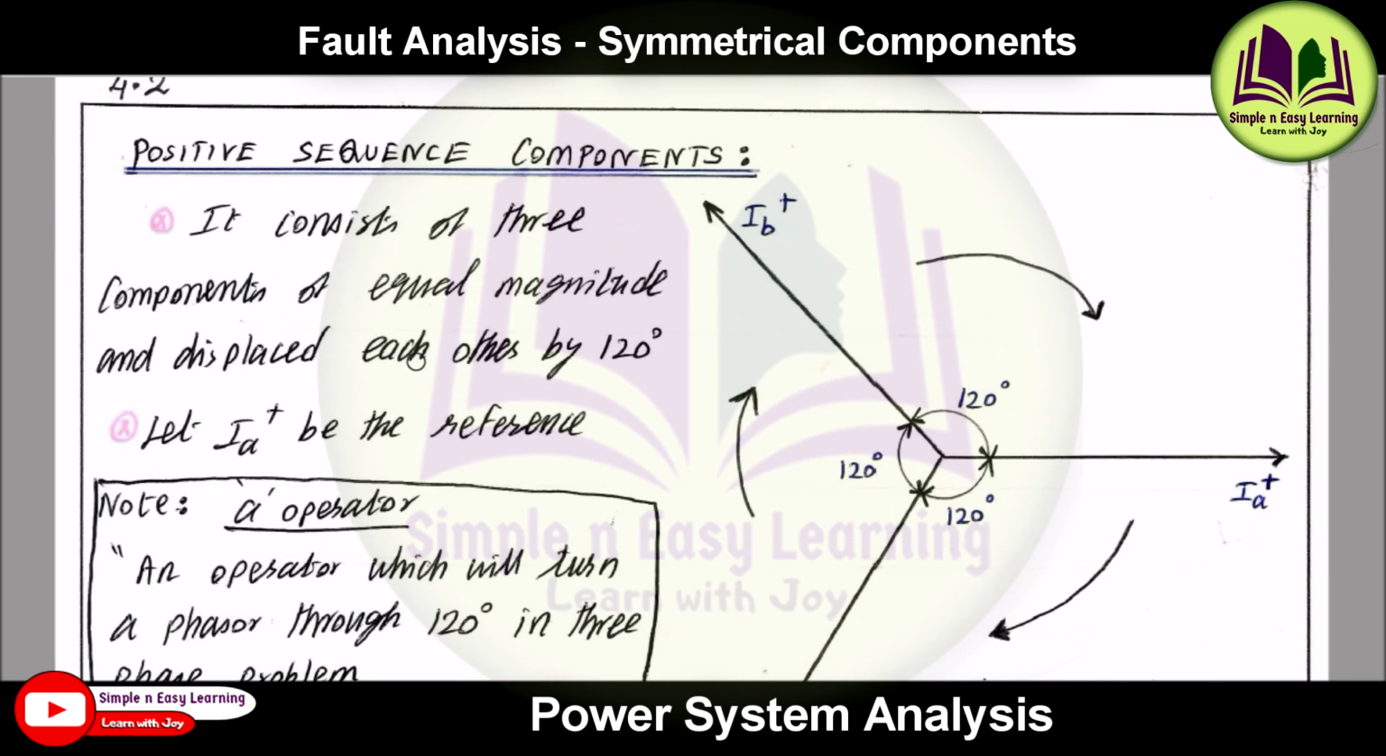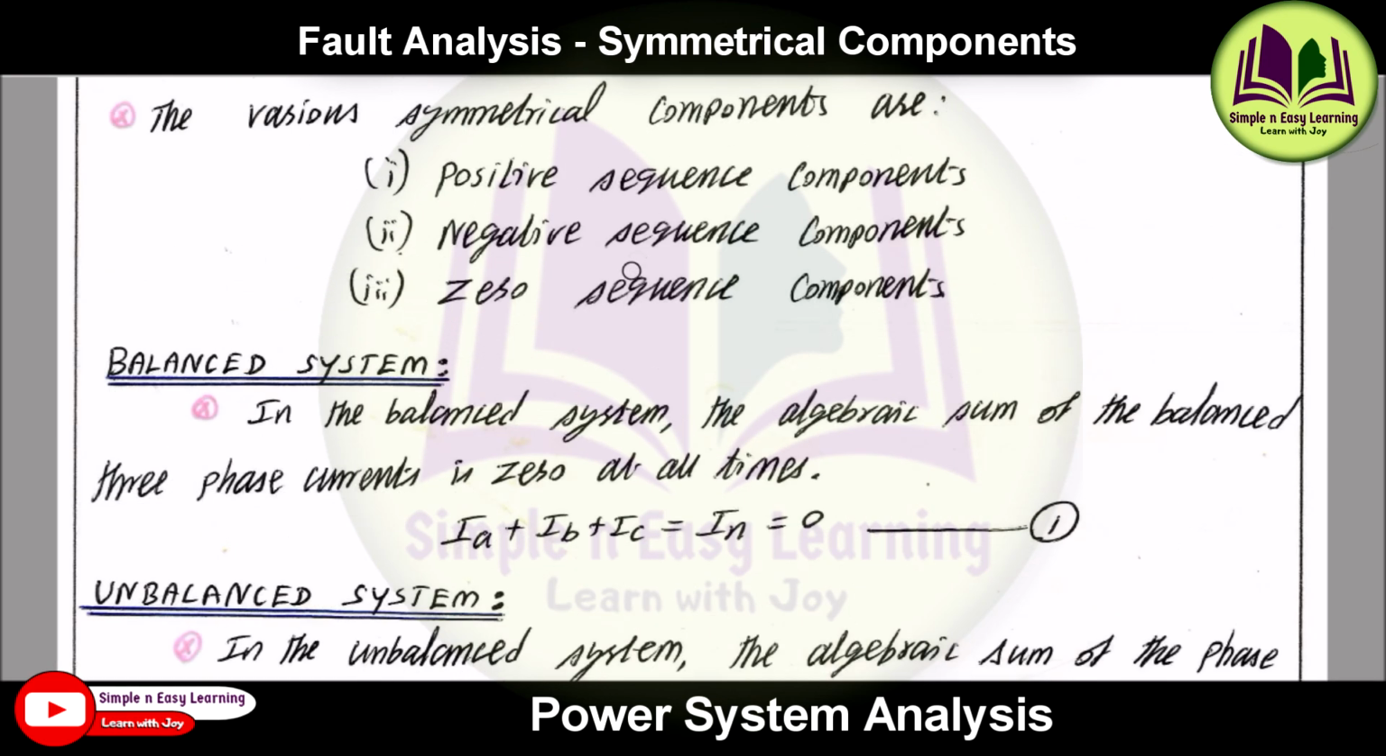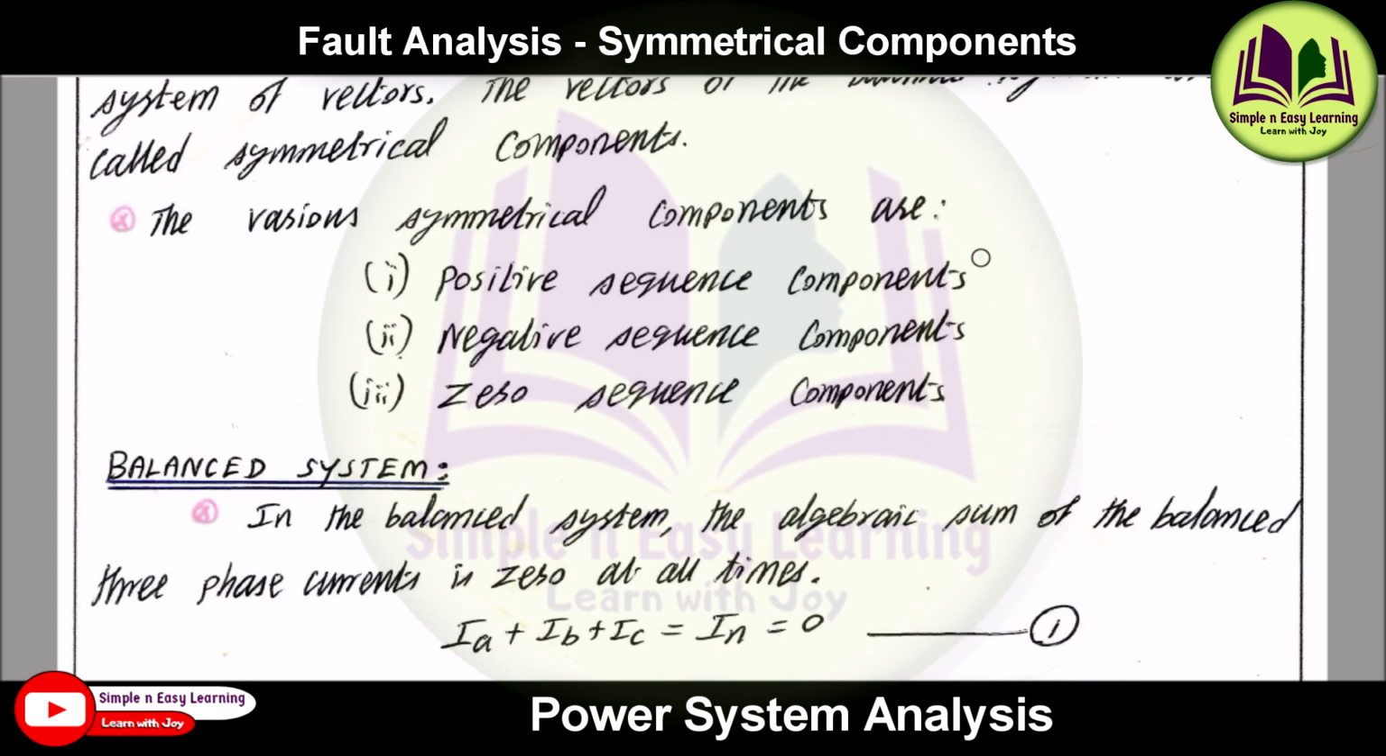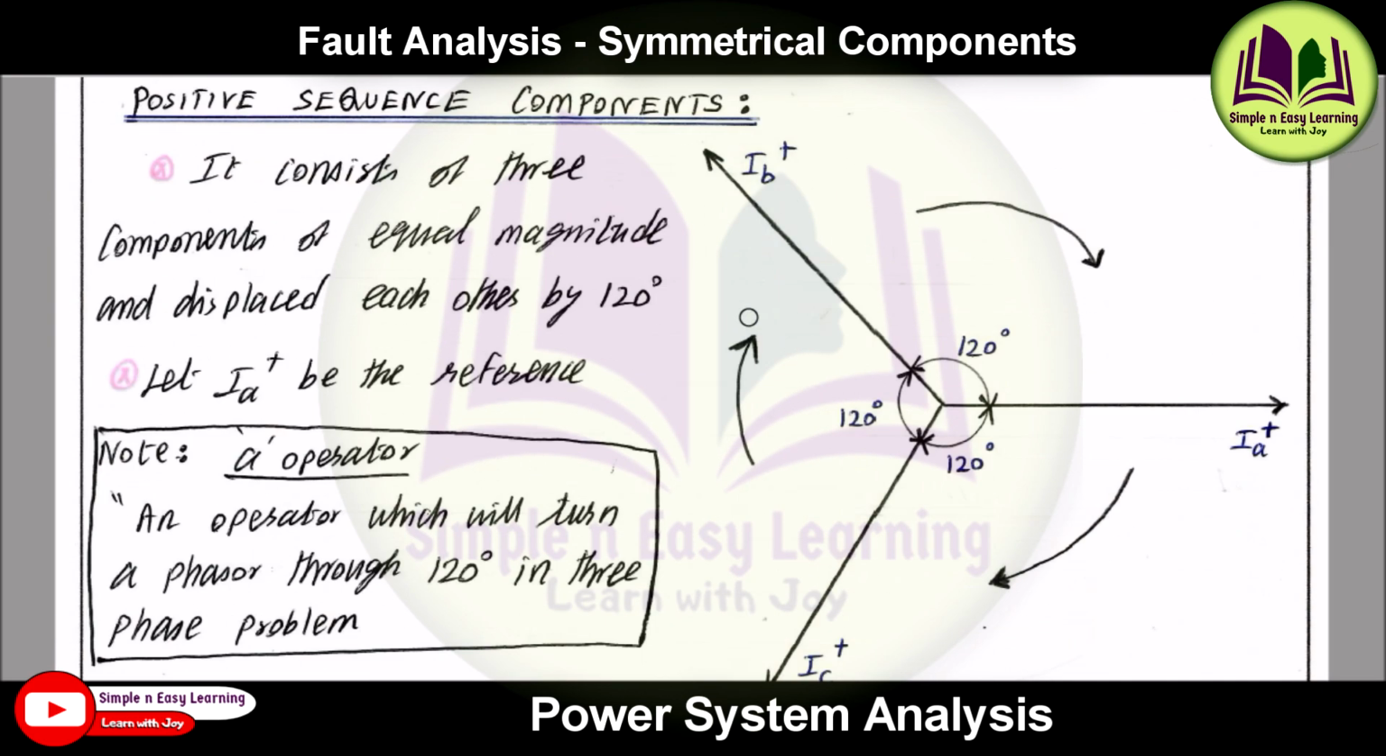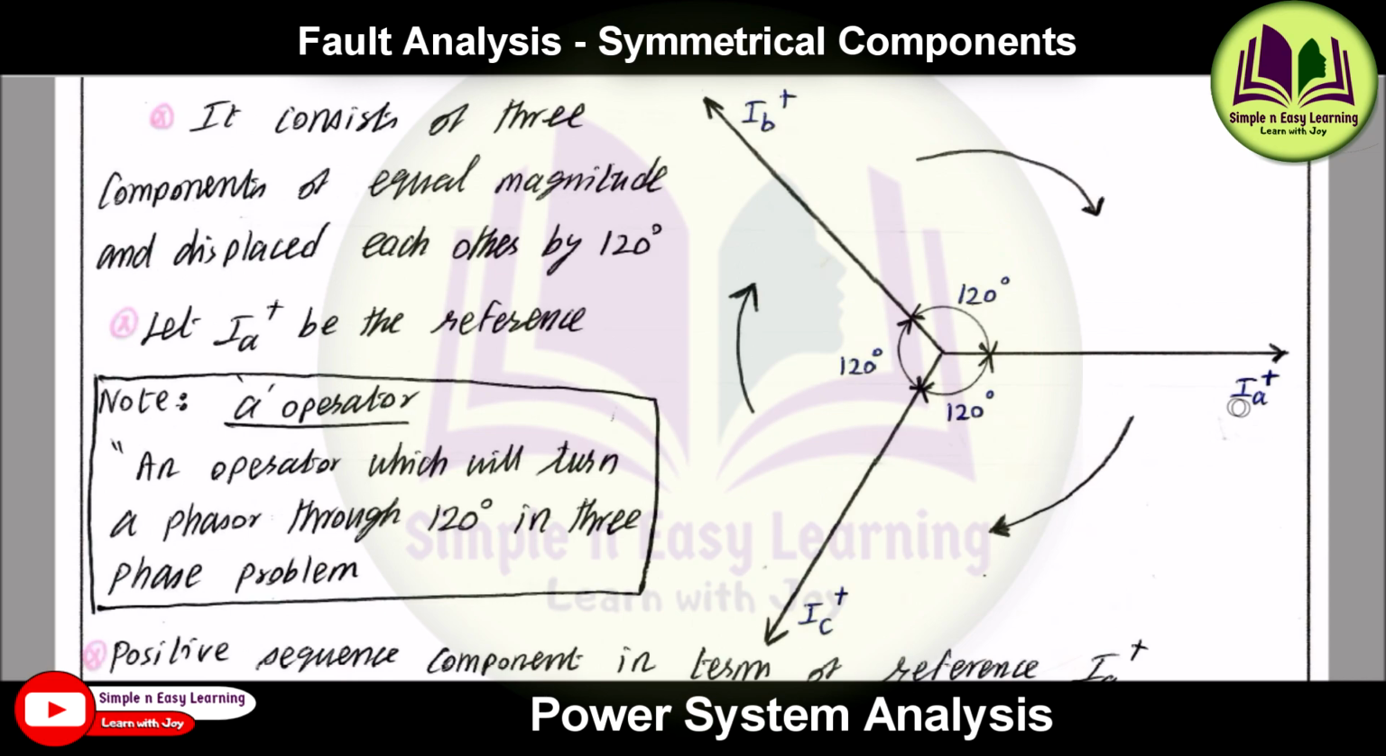Now the positive sequence component. The symmetrical components are these three: positive, negative and zero sequence components. First the positive sequence component will be like this. Here you are considering the A phase current IA as the reference phase. Draw one line like this, IA plus, and on this side IB plus and IC plus. These three phase currents are 120 degrees phase displaced.